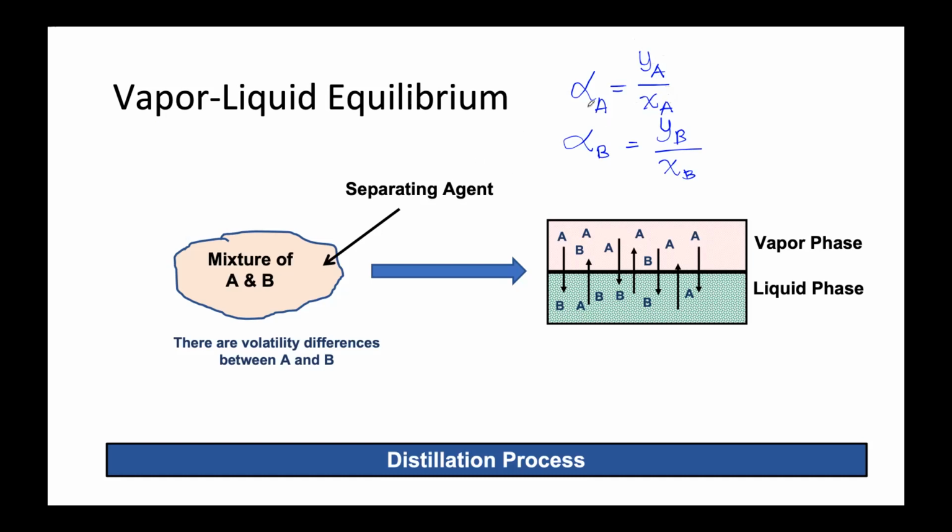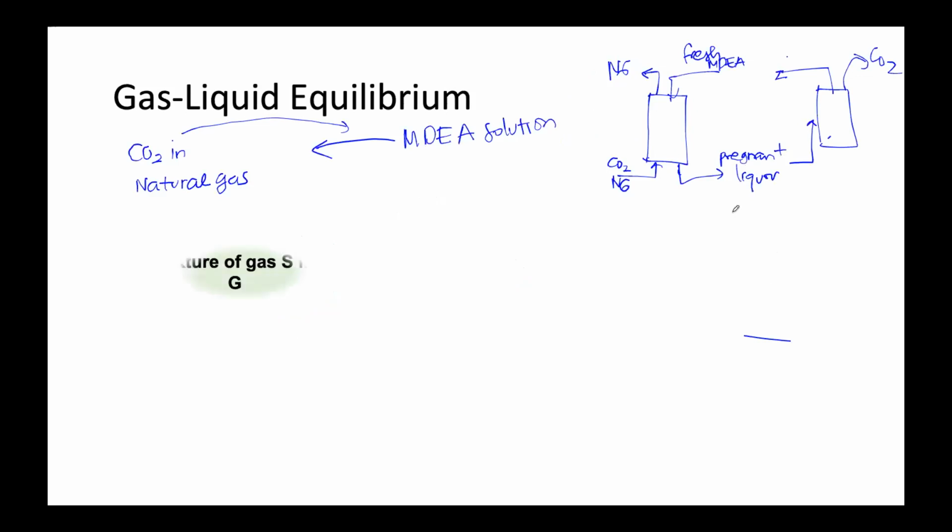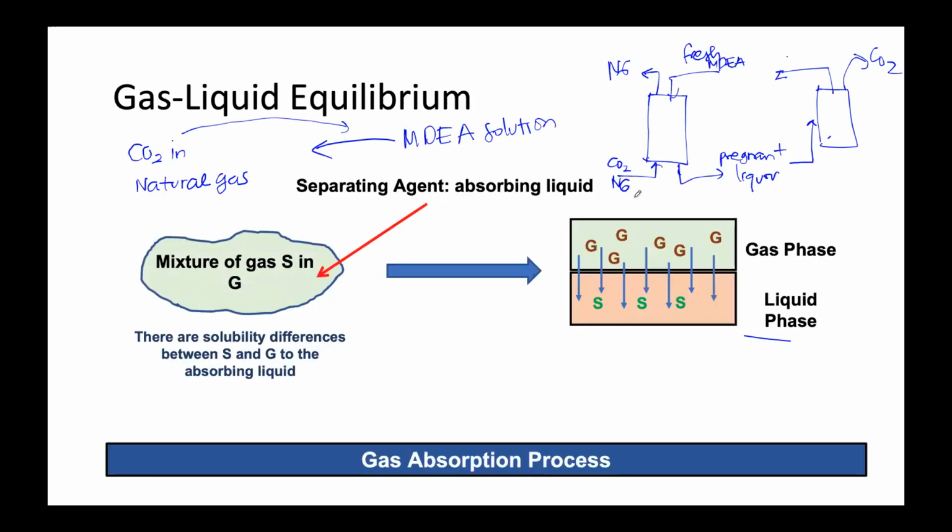Okay, so like you learned in chemical engineering thermodynamics. So this is the volatility, and if there are two substances that have different volatility, then it would be easier to separate them by means of distillation. Okay, so that is distillation. This is going to be the first module that we're going to learn. And then the second one is the absorption process.